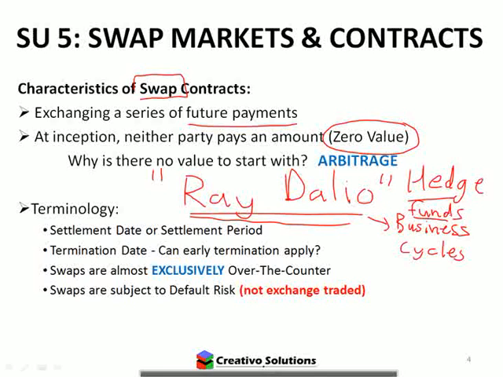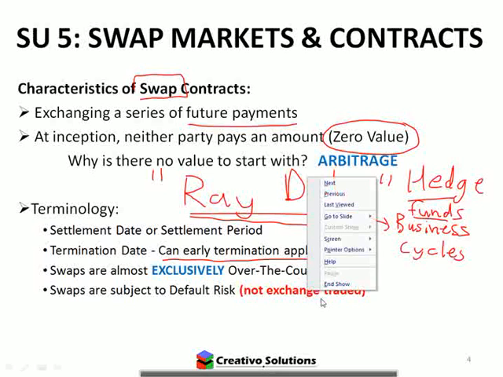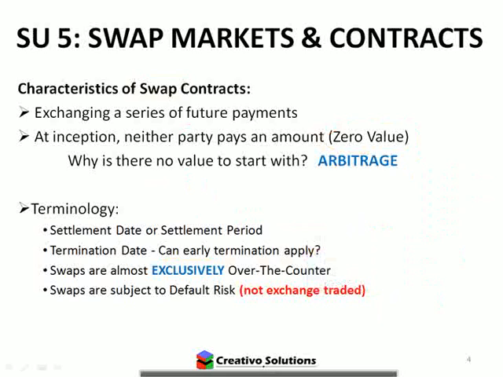All right. So terminology: you get the settlement date and you get the settlement period. What's the difference? The settlement date is the date of payment. The period is between the settlement payments. Termination date: can early termination apply? Yes. Swaps are almost exclusively over the counter. Why? Because they're specialized, customized, and very unique, so no two swaps will be the same. There's no regulated market for swaps because there's no exchange for them.